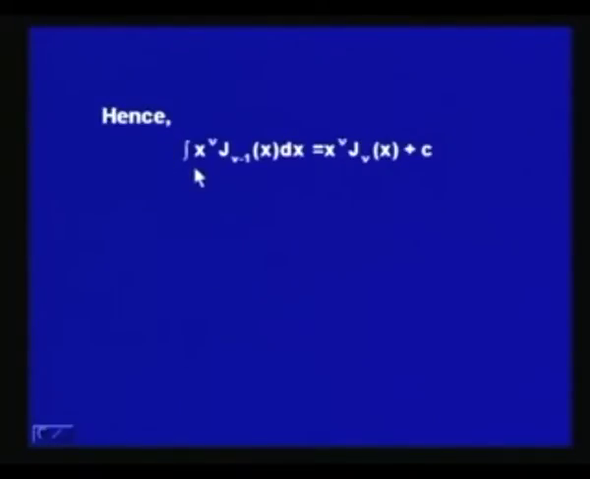which is equal to x^ν J_(ν-1)(x). Now, integrating both sides of this relationship, we obtain the integral of x^ν J_(ν-1)(x) dx equal to x^ν J_ν(x) plus c.